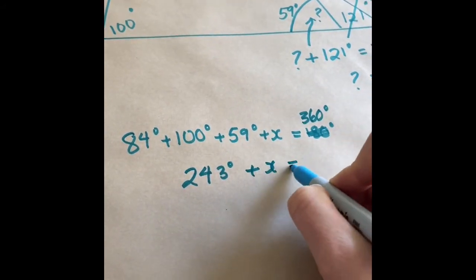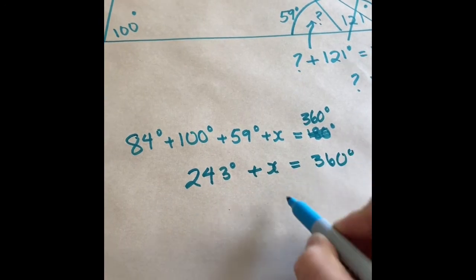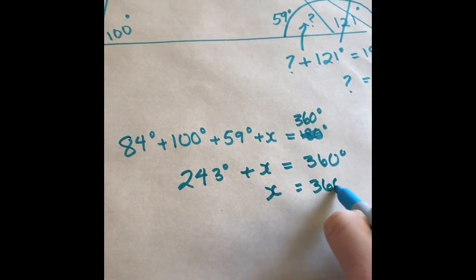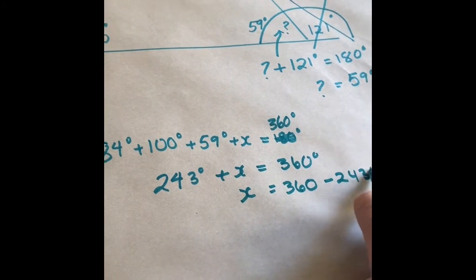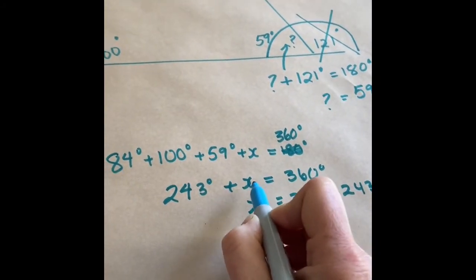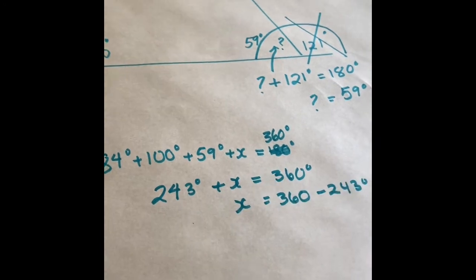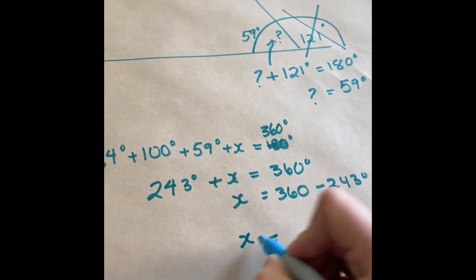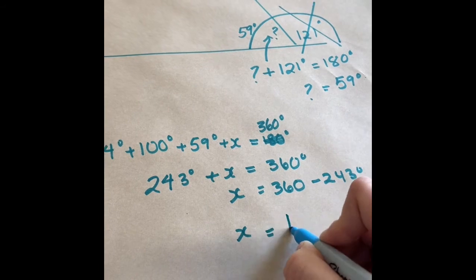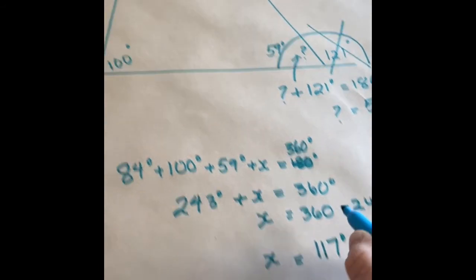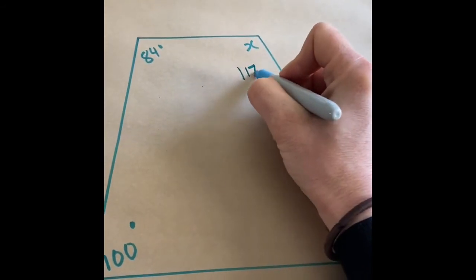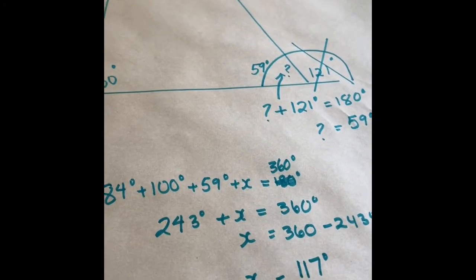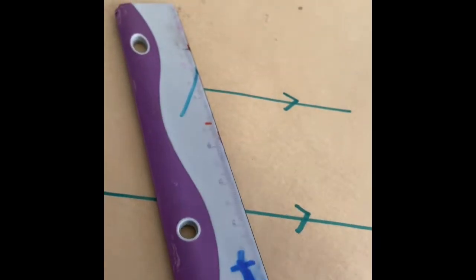Plus x has to add up to 360 degrees. x is equal to 360 minus 243. We want to figure out what this other number must be so that when I add these two together, it gives me 360. Okay, so I believe, I'm doing mental math, 117. This angle up here is going to be 117 degrees. What I want to remind you is that just like we couldn't forget the rule about the protractor, we can't forget the rule about parallel lines and transversals.